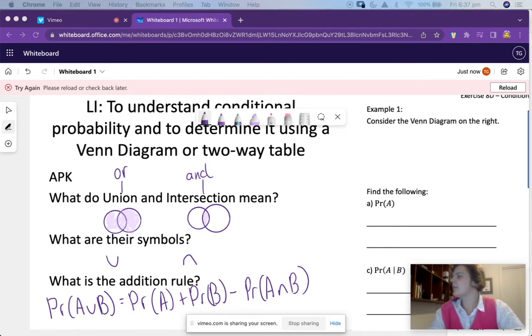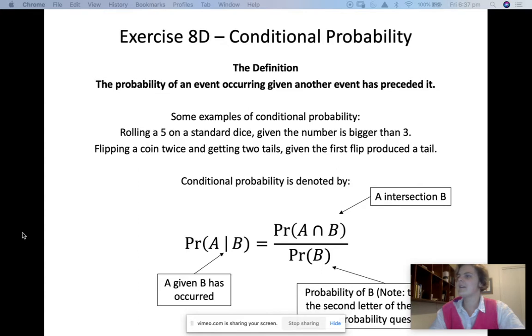So now let's look at what our fresh stuff is for today. Conditional probability. So the definition of conditional probability is the probability of another event occurring given another event has preceded it. So it could be, the number that someone's rolled on a die is bigger than 3. So what's the probability of rolling a 5?